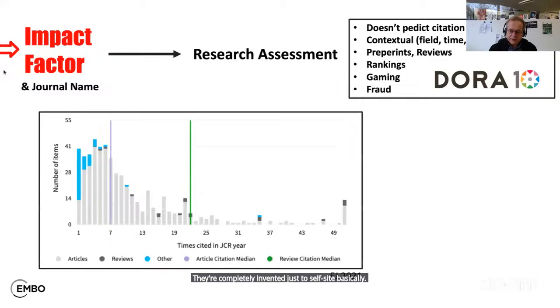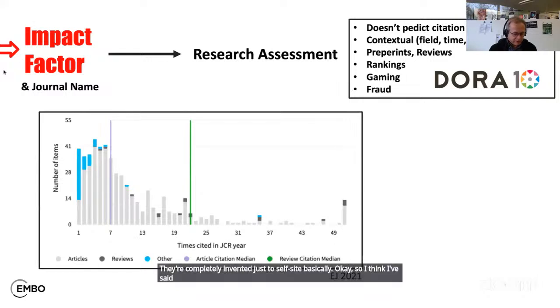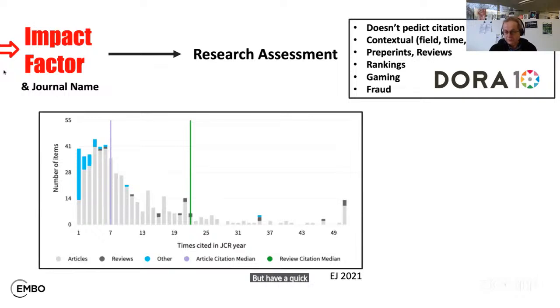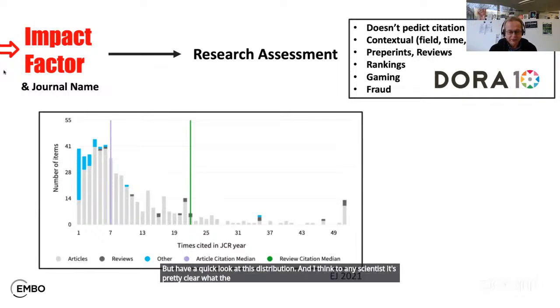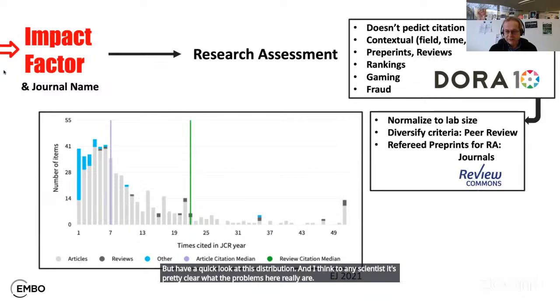Okay, so I think I've said enough about this because we want to move on to more interesting topics. But in case you have questions on the impact factor, why it's flawed, I have another 10 things to say about it. So maybe we just move on. But have a quick look at this distribution, and I think to any scientist it's pretty clear what the problems here really are. But we can come back to that in the discussion.